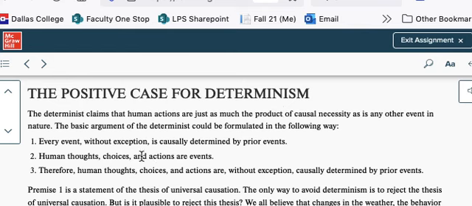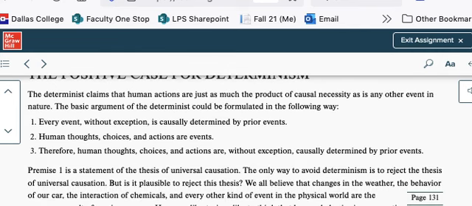So the positive case is where you argue your position by offering evidence that supports your view of something. So here it's offering evidence or argument that supports their view that everything is causally determined by prior events. So it's not done by critiquing other views or other theories and showing there are deficits, but arguing just in favor of your own theory and what it has to offer. All right, so this is really important to keep in mind as well.